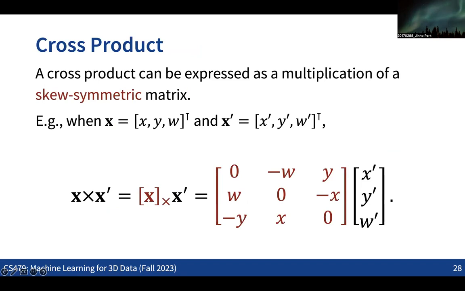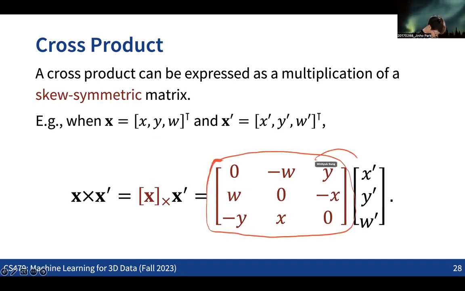So if we compute the cross product of x and x prime here, what we can do is make this skew symmetric matrix based on the given three-dimensional vector x. So when you have x, y, w for the three-dimensional vector x, we can make this 3x3 matrix and multiply it to this vector. Then the output becomes the same. This is nothing but a matrix multiplication form using a skew symmetric matrix. Make sense?